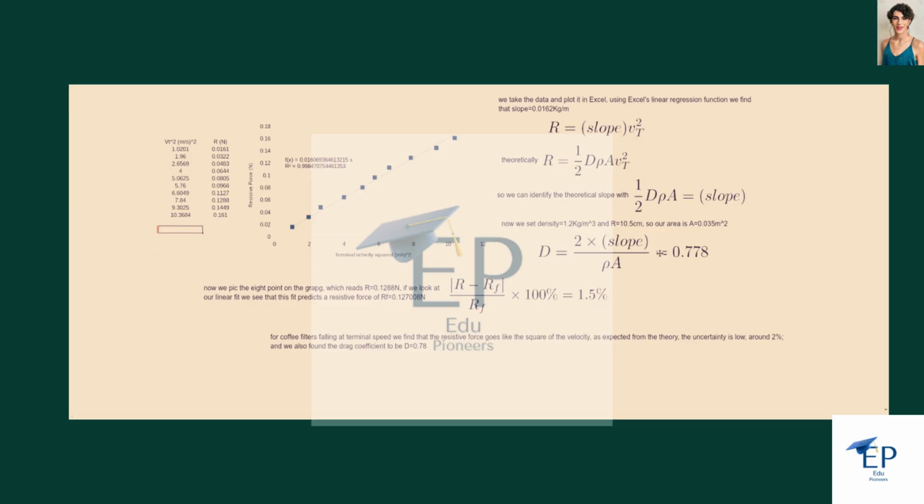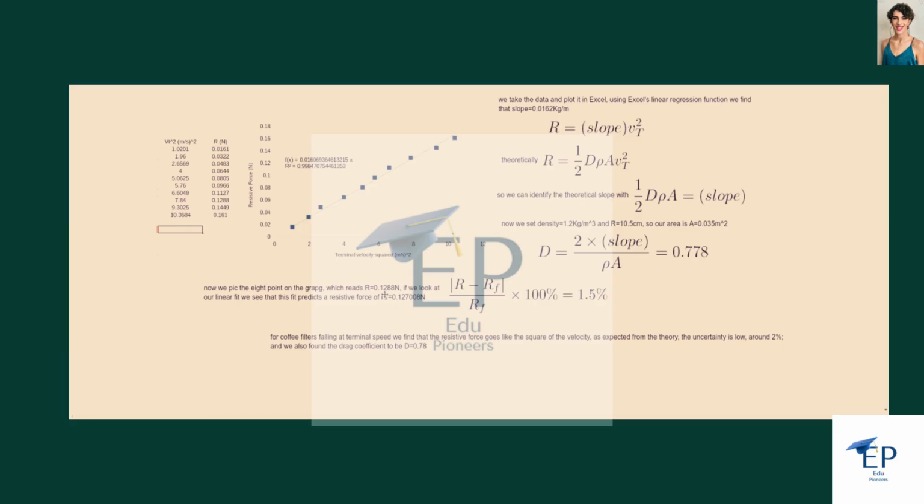So next, what we're going to do is take the 8th point on the graph. The 8th point on the graph is somewhere around here. You see it's not exactly on the line of our best fit. So we use the equation of our fit to obtain a very slightly different value of the resistive force. So we have R, which is what we measure, 0.128 newtons. And the prediction of our fit is slightly different: 0.127008 newtons. We call that R_F because it comes from the fit.